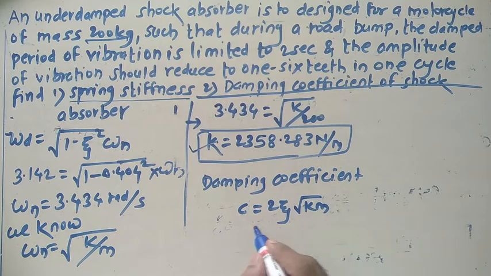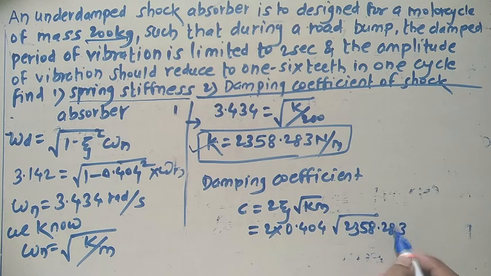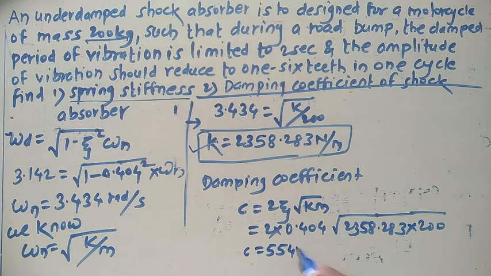So substitute the value of zeta, already calculated, 0.404, multiplied by square root of k, 2358.283, multiplied by mass, 200. In this way we can get the value for the damping coefficient, 554.518 Newton second per meter.